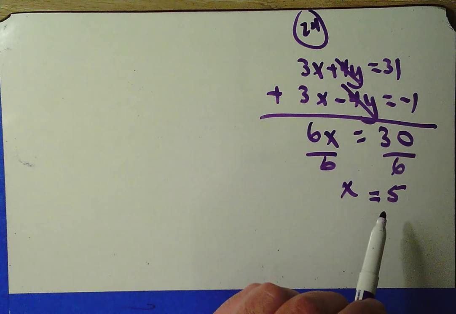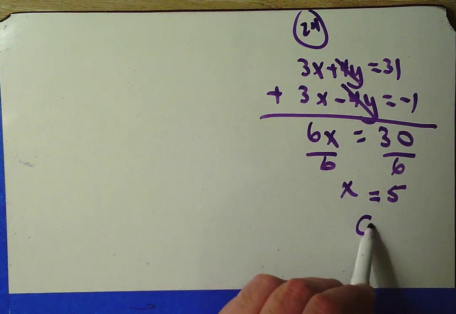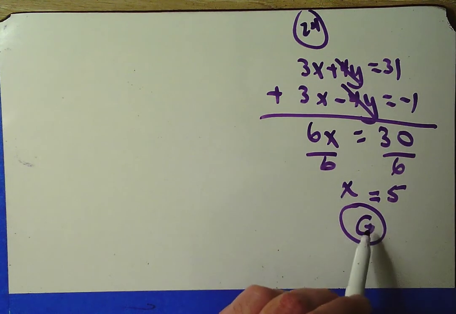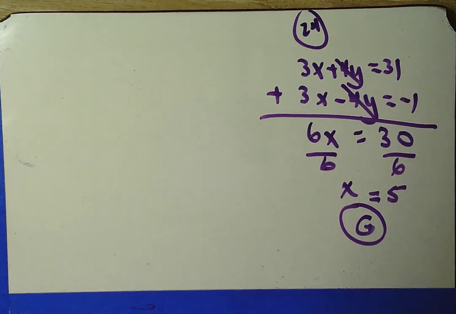Okay, hey, and what is the solution for x in the system? That's what we got, so we're done. Our answer is G. G for number 24. How about 25?